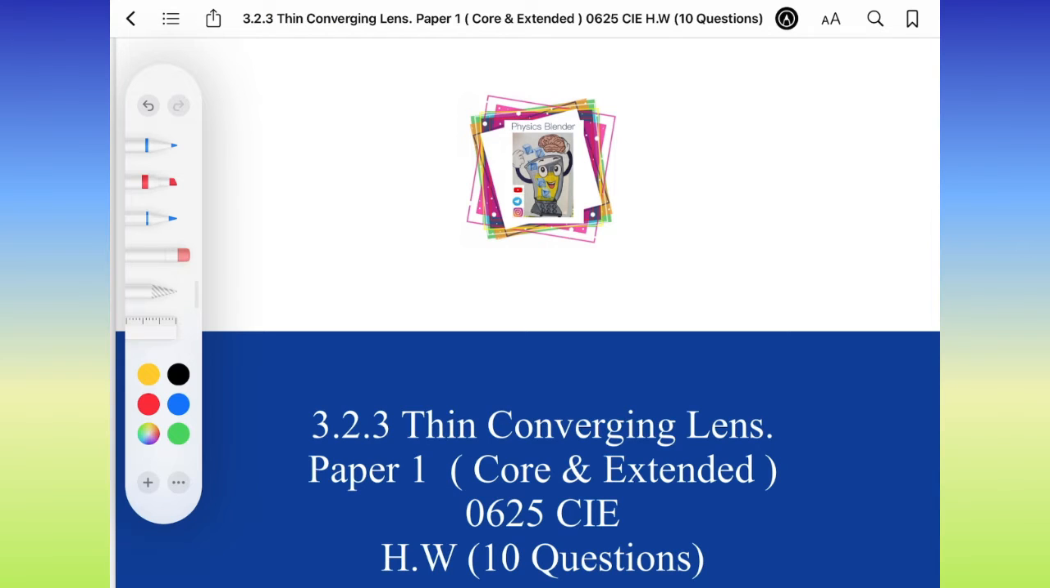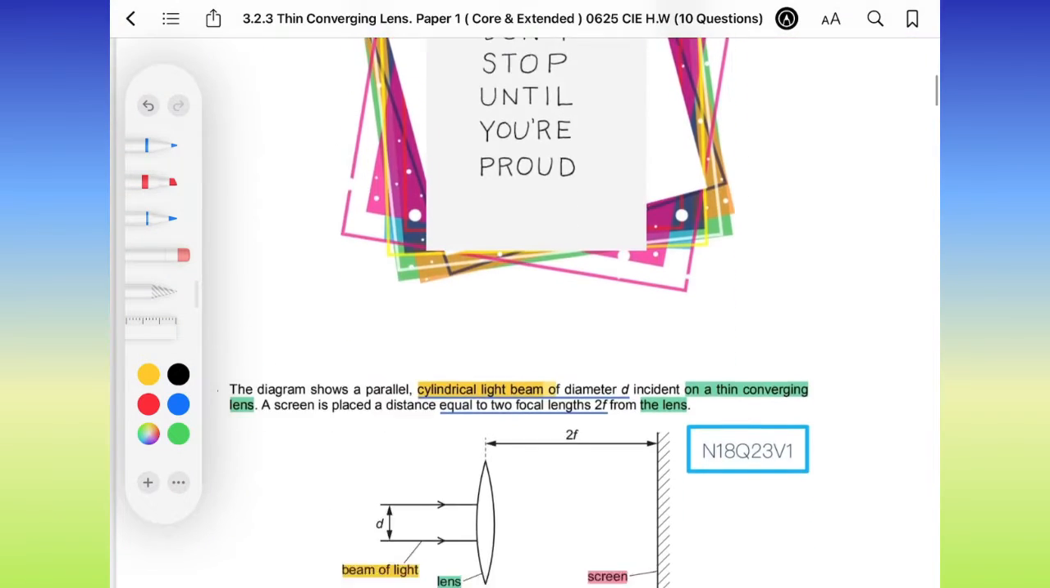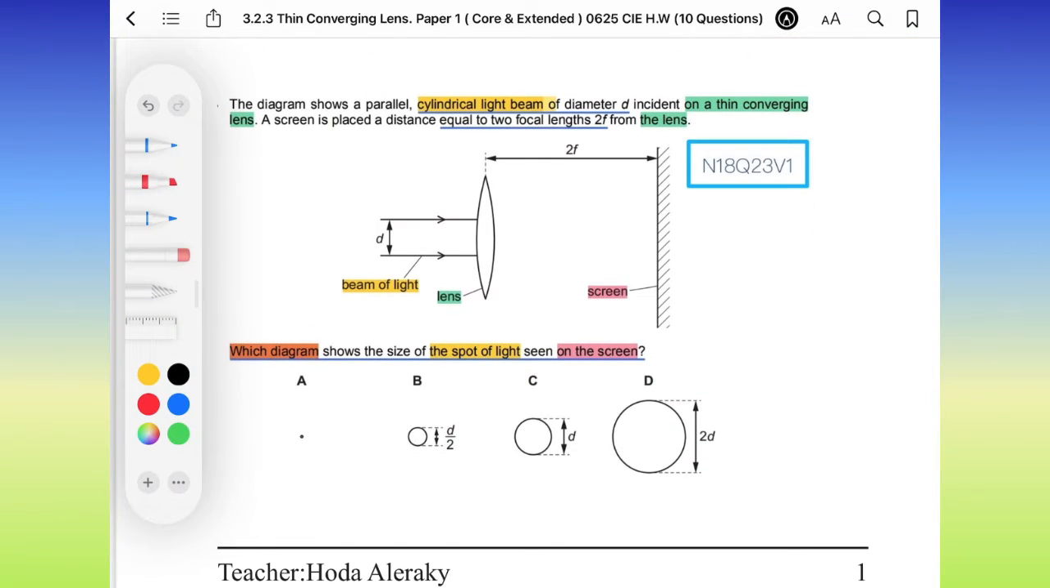Hello everyone, welcome to Physics Blender e-learning platform. Today we are checking your answers about thin converging lens. You have homework, paper 1 for core and extended. Okay, let's check question 1, and it is a challenging question.